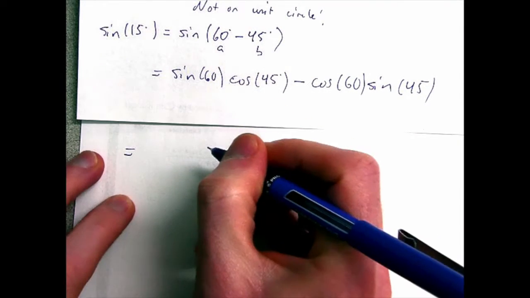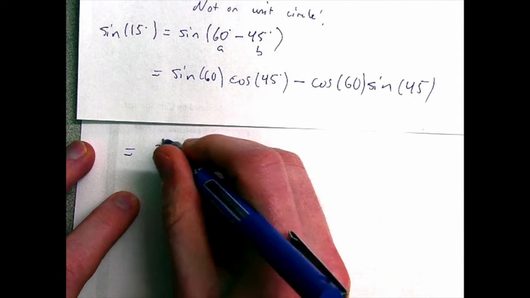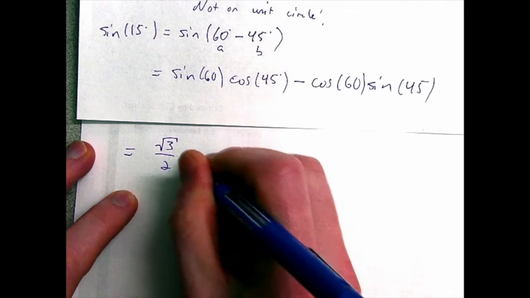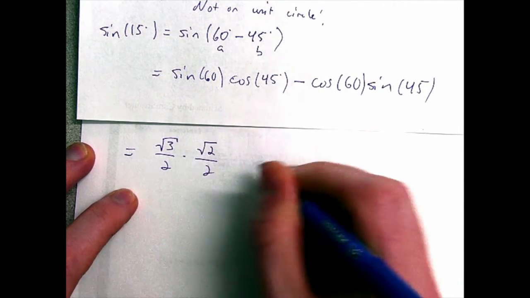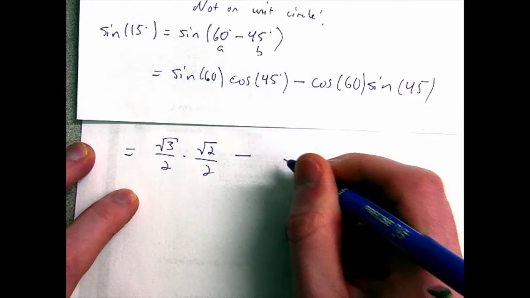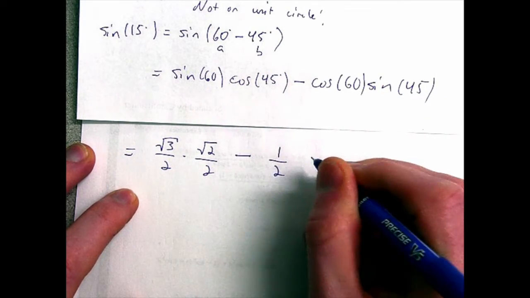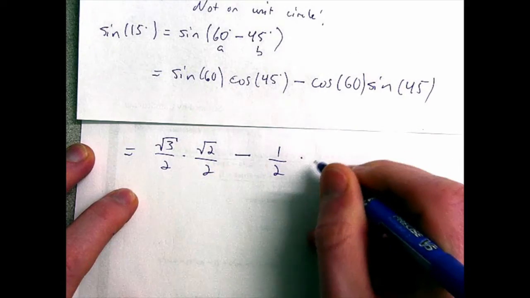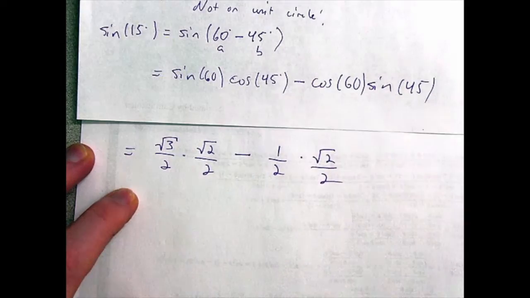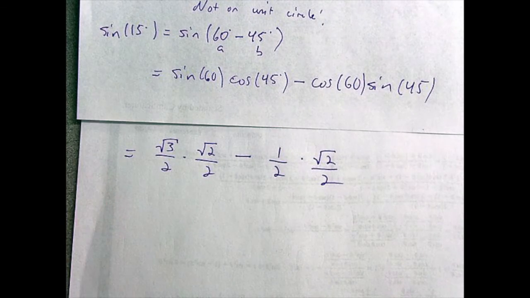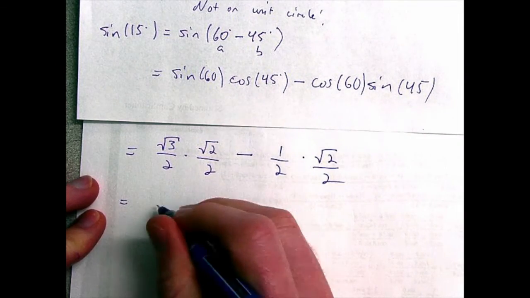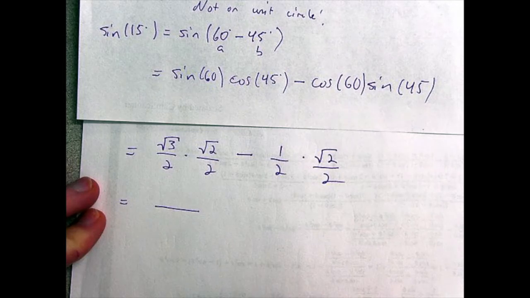Sine of 60, that is root 3 over 2. Cosine 45, that's root 2 over 2. Minus cosine of 60, what is that? That's 1/2 times sine 45, that's root 2 over 2. All right, so whatever this thing is, that's the sine of 15. I just have to simplify it. So, we're multiplying two fractions, right?